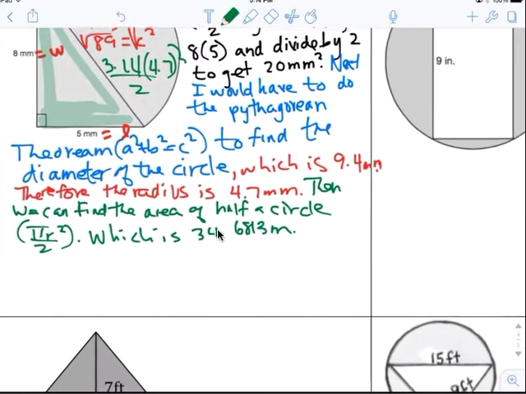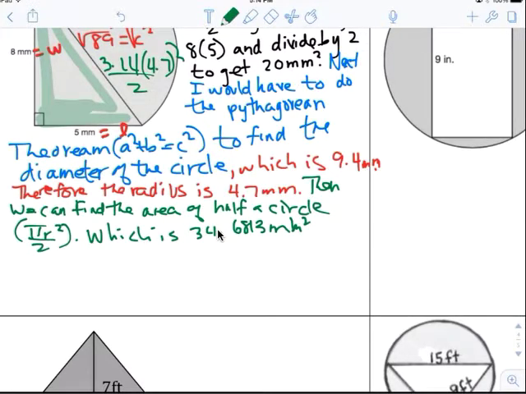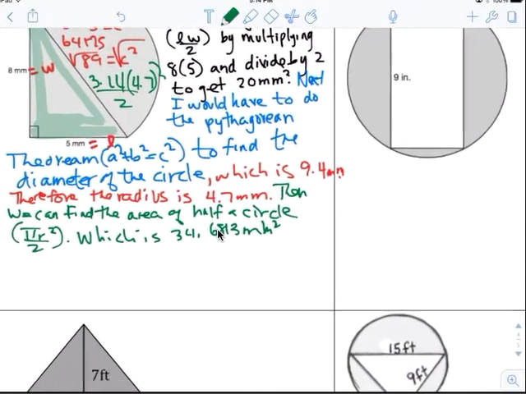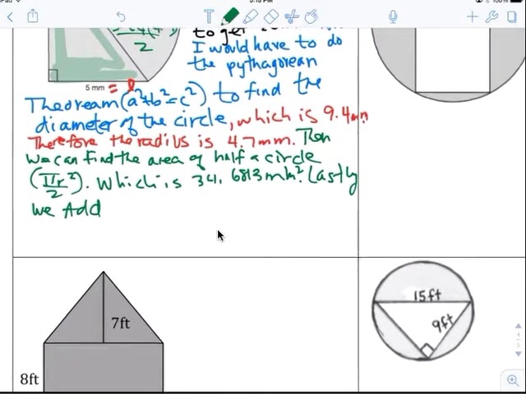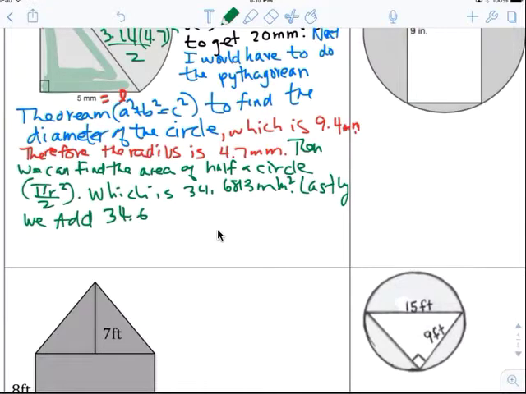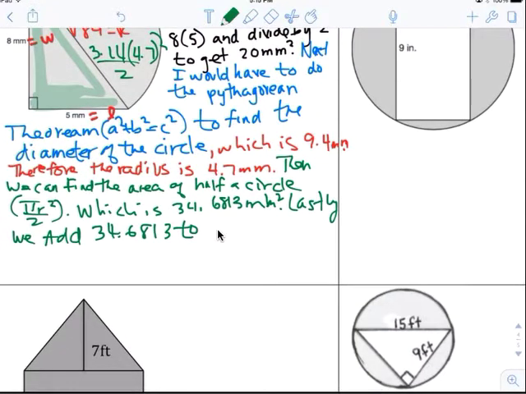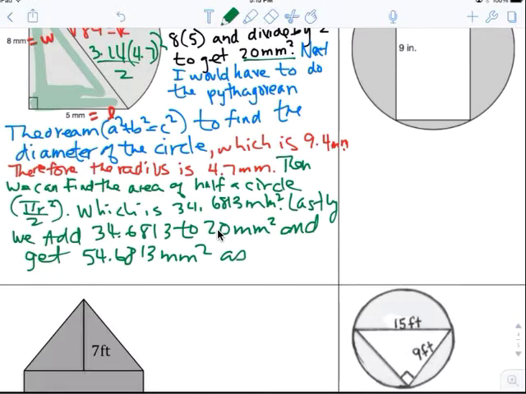Lastly, we add together the two areas. Lastly, we add 34.6813 to 20, and get 54.6813 millimeters squared as the area of the shaded region.